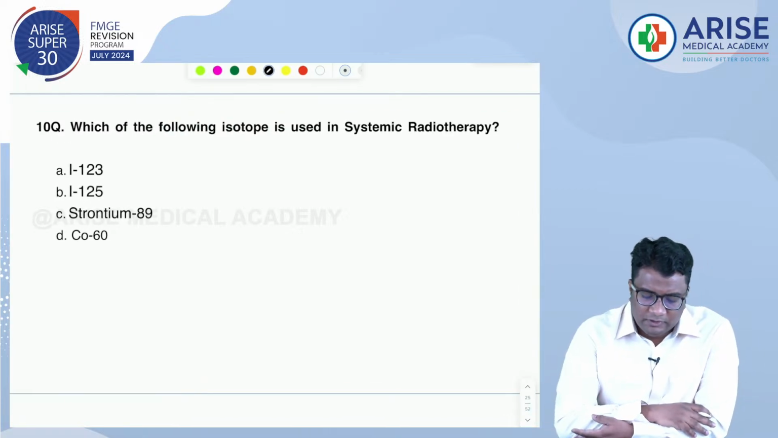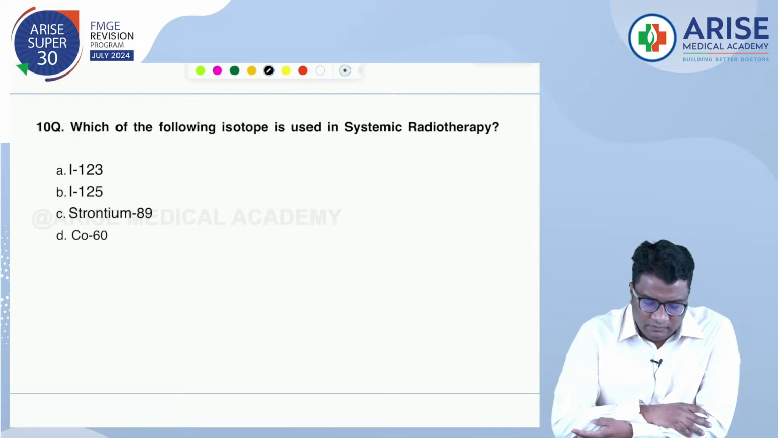Can you answer this? Which of the following isotopes is used in systemic radiotherapy? Can you answer this, guys? Which of the following is used in systemic radiotherapy? Quickly. We are at the 10th one. We'll try to finish it in a maximum of another half an hour, but you have to be quick. Which of the following isotopes is used in systemic radiotherapy?